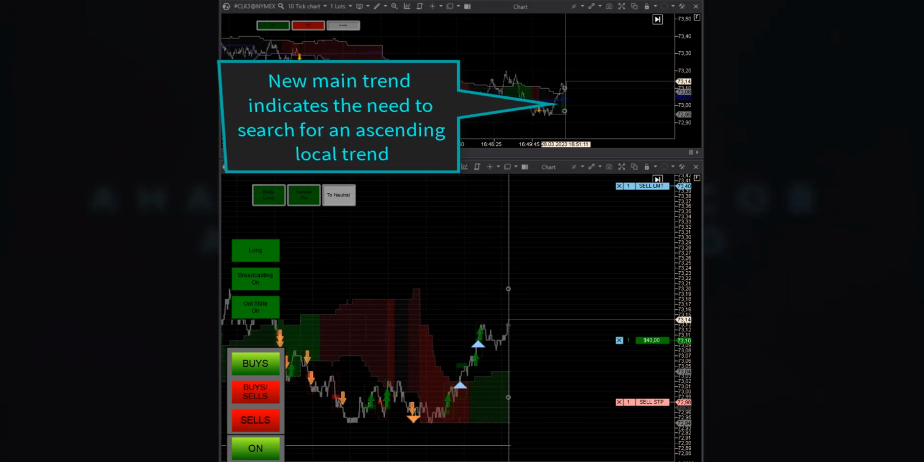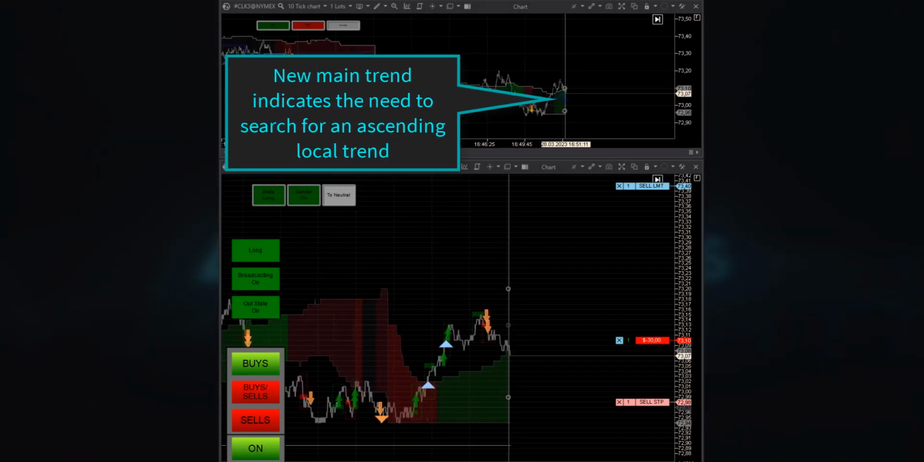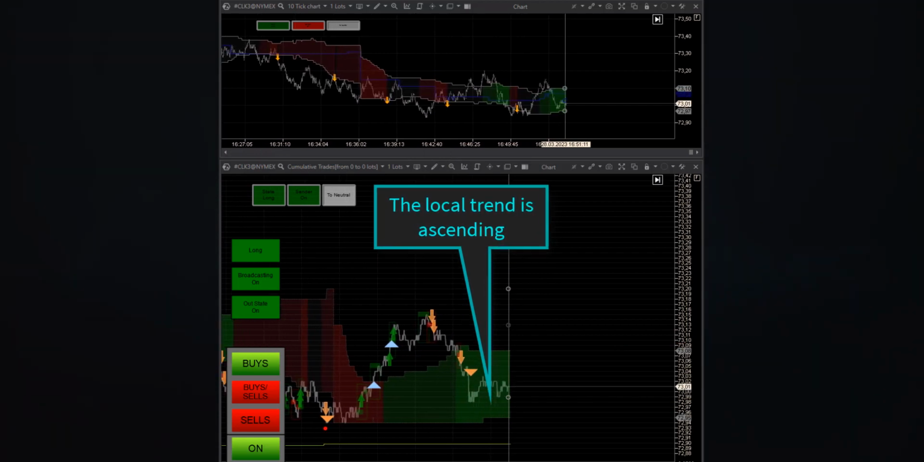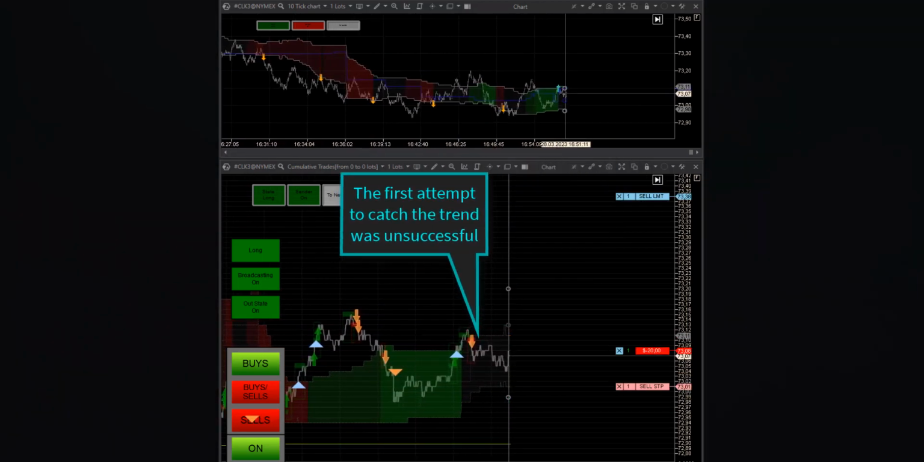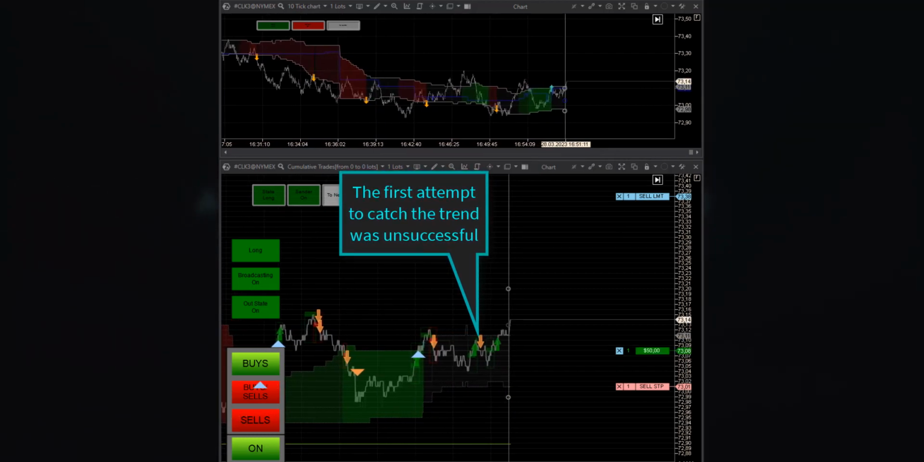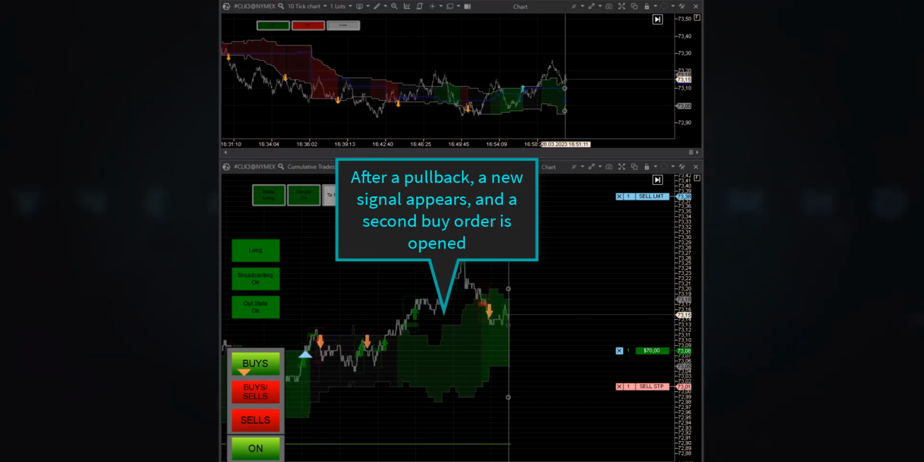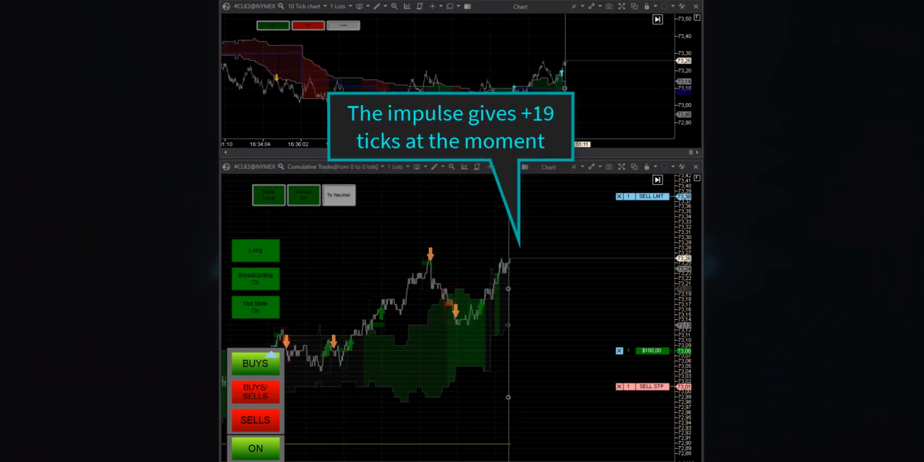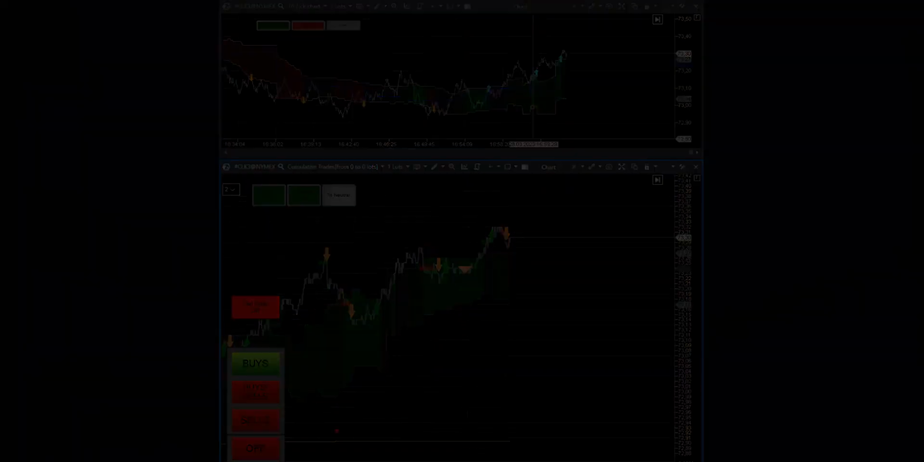The new main trend suggests the need to search for an upward local trend. The local trend is upward. A purchase opens on the first pattern of the robot, but the first attempt to catch the trend is unsuccessful. After the rollback, a new signal appeared. A second purchase is opened. The impulse gives plus 19 ticks at the moment. I turn off the robot and the purchase closes.